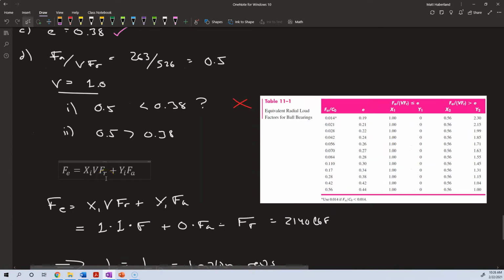So we'll bring our table down here. Because FA over VFR is greater than E, we're going to be looking in these columns. It turns out that I is going to be 2 in this case. We're going to have X2 then equal to 0.56, and Y2, corresponding with FA over C0 equal to 0.28, we have 1.15.